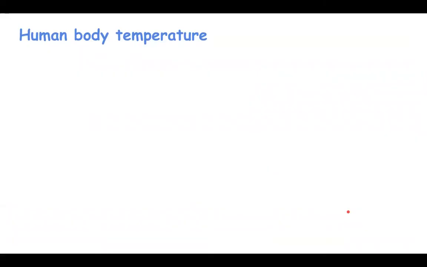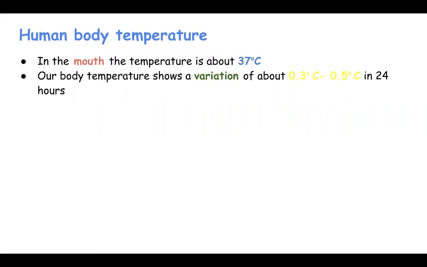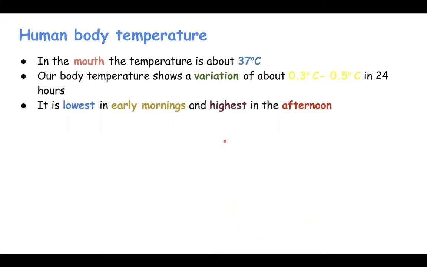There is a lot of variation displayed by the human body temperature. Humans are also warm blooded animals. In case of the human body temperature, in the mouth, the temperature is about 37 degrees Celsius. Our body temperature shows a variation of about 0.3 to 0.5 degrees Celsius in 24 hours. There are times of the day when the body temperature is highest, and there are times of the day when the body temperature is lowest. It is lowest early in the mornings and highest in the afternoon. So our body temperature does not remain constant. It shows a slight variation from morning to afternoon.